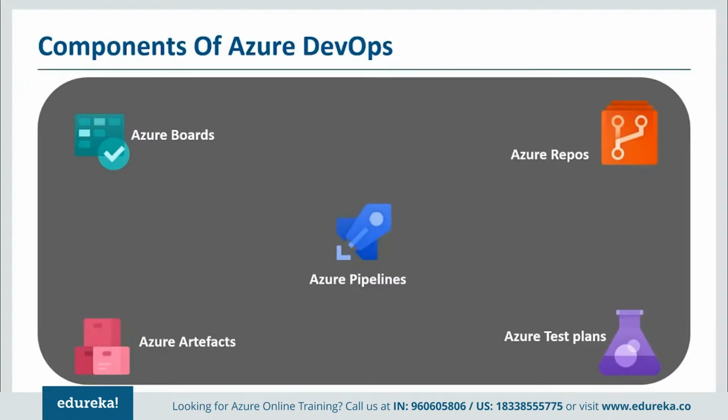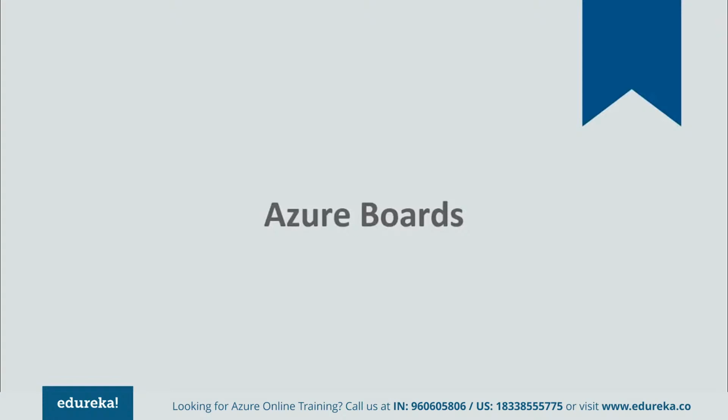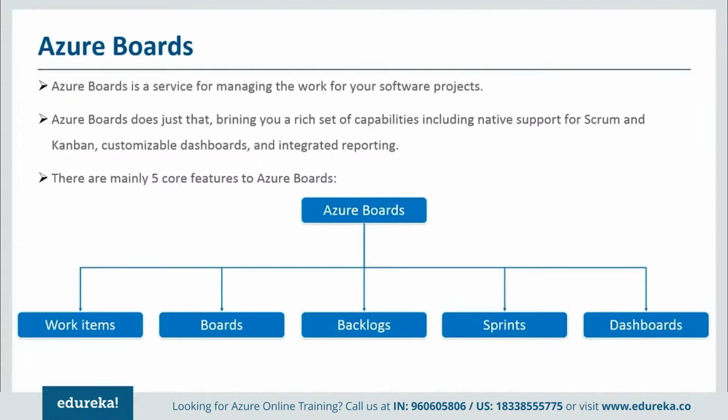Now let's look at some more things. First, as I said, is Azure boards. We have got 5 different components as part of Azure boards. As I said earlier, Azure boards is a service for managing the work of your software project, which means you want to create some, let's say, epics. You want to create some features, some tasks, some product backlog items. You want to create some bugs. All this can be handled in Azure boards.